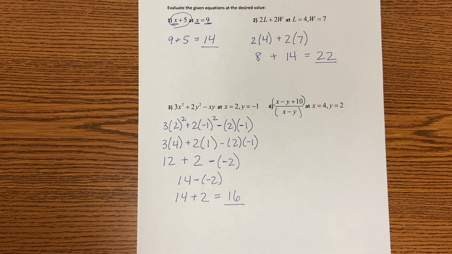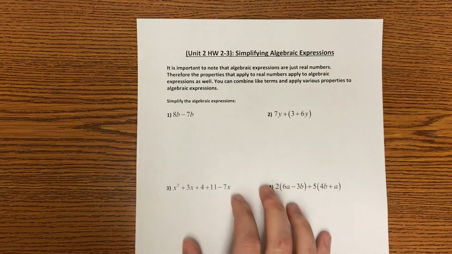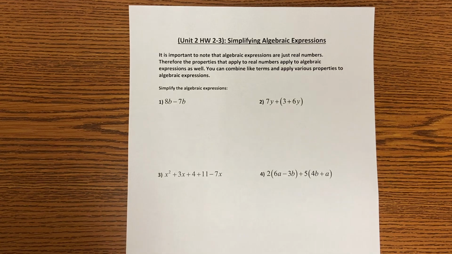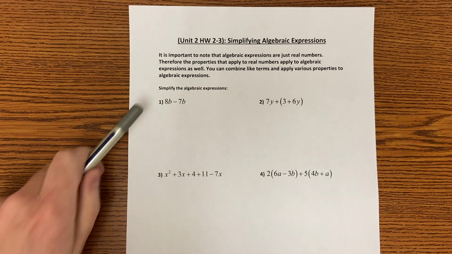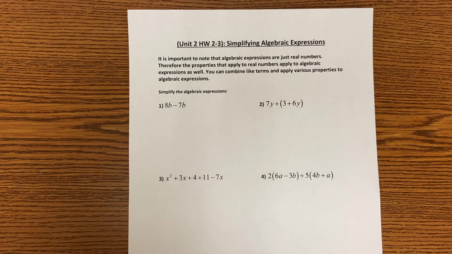Now sometimes though, when you have expressions like this, they're not going to ask you to plug in values, they're going to ask you to simplify them, which means combining your like terms. So when you're simplifying algebraic expressions, remember that those letters just represent numbers, but I like to tell my students sometimes you can think of a variable like a cookie. You've got 8 cookies and you're subtracting 7 cookies, well then you know how to answer that question.